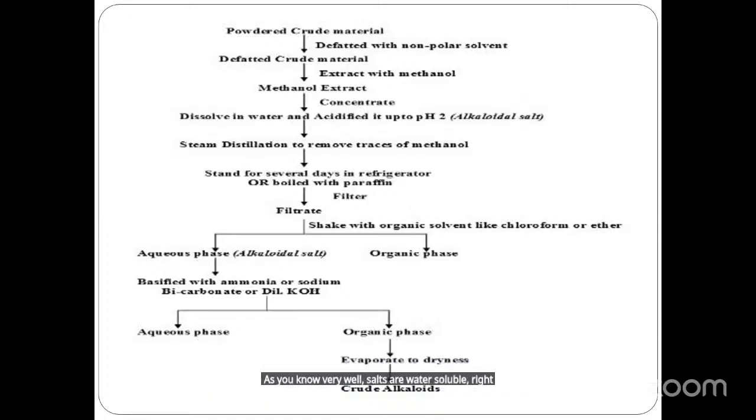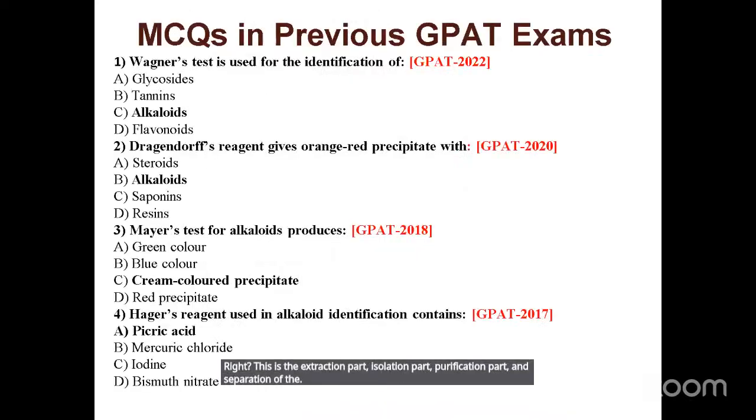So you have to basify this with ammonium or sodium bicarbonate, and dilute KOH, aqueous phase, organic phase, and evaporate to dryness, and that is nothing but a crude alkaloid, right? This is the extraction part, isolation part, purification part, and separation of the alkaloid, right?